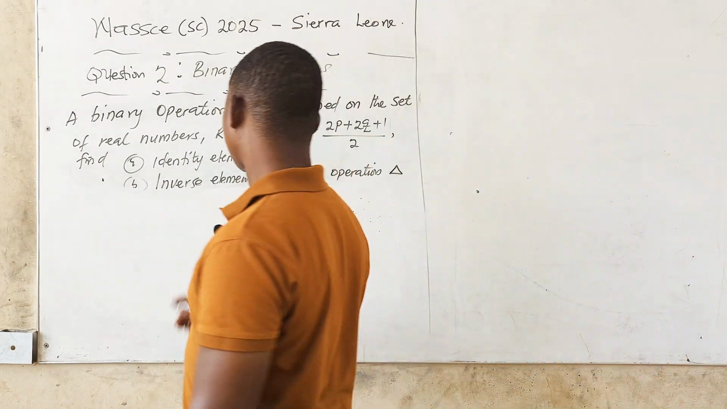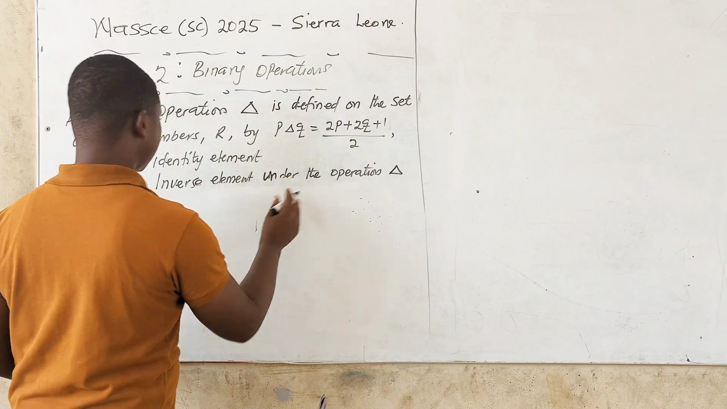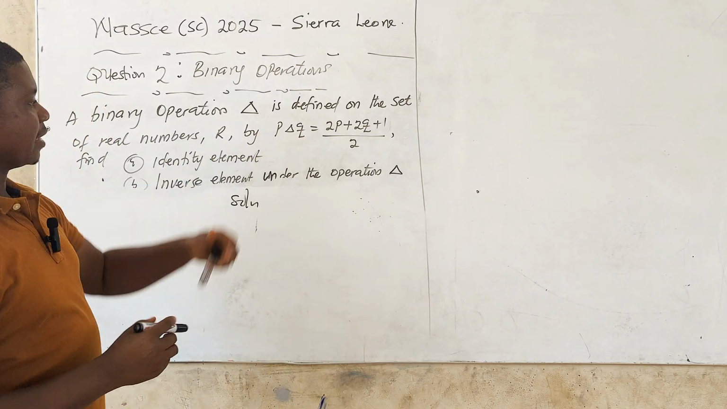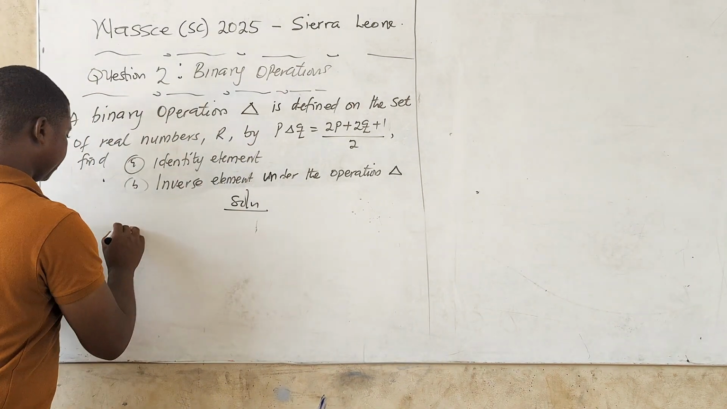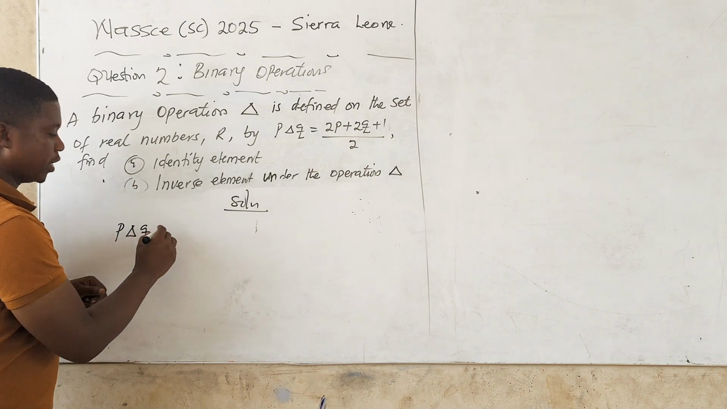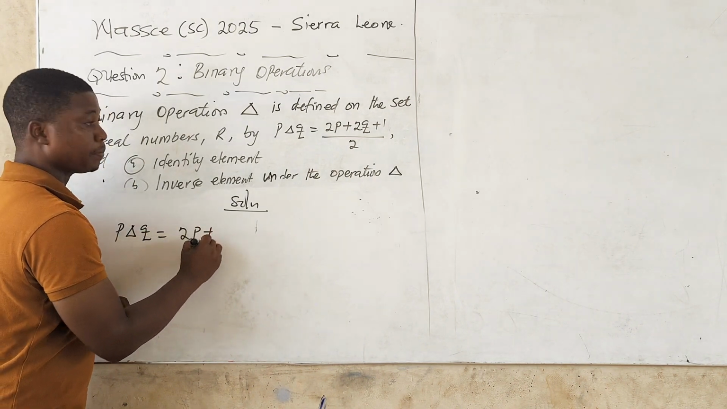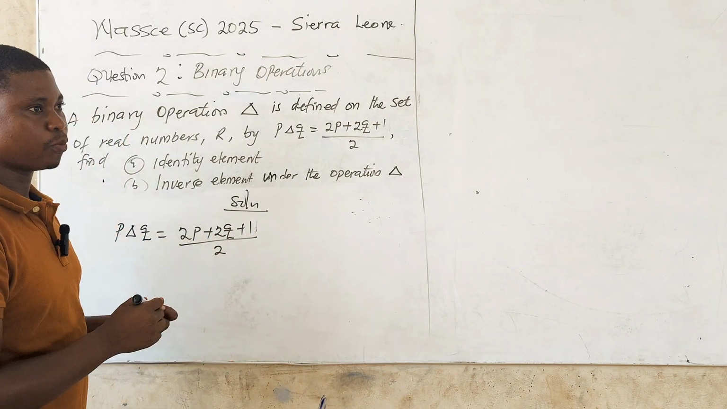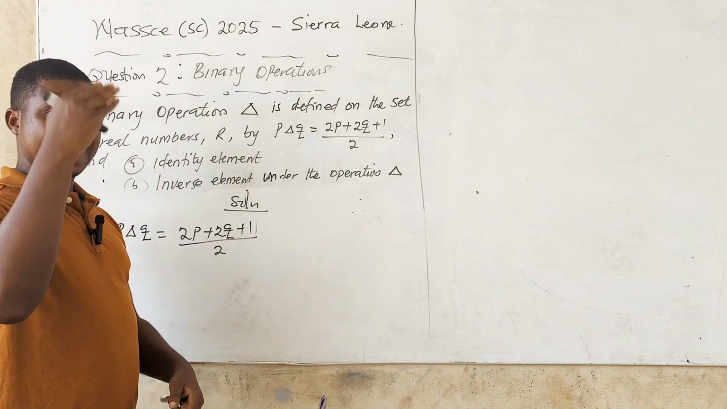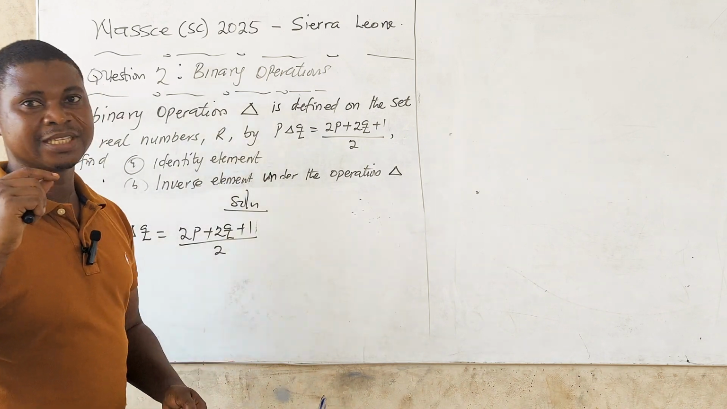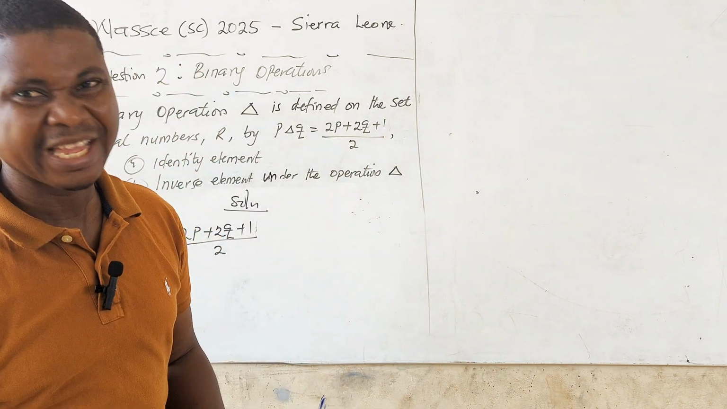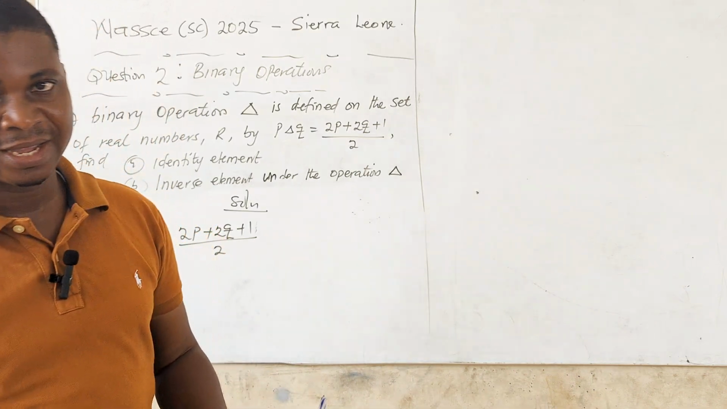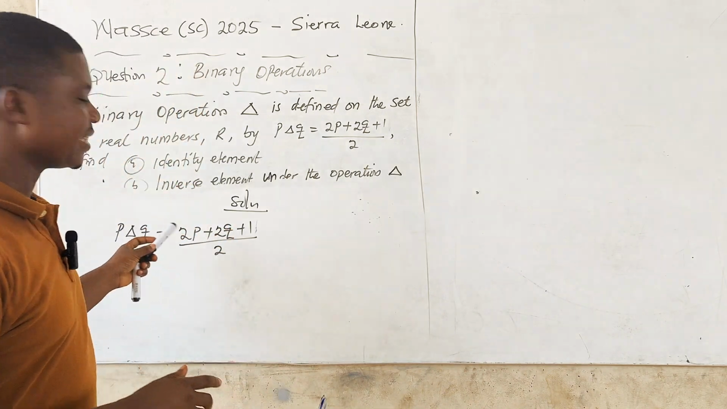sign given. So with this, we can solve for that. Let's look at the operation given: P operation on Q is equal to 2P plus 2Q plus 1 all over 2. That's the operation given. But the question is asking us to find the identity element. And when you talk of identity element, they are the numbers that when you operate on any other number, you get the same number. Or you operate the identity element on any number, you still get that number. So that is identity element.